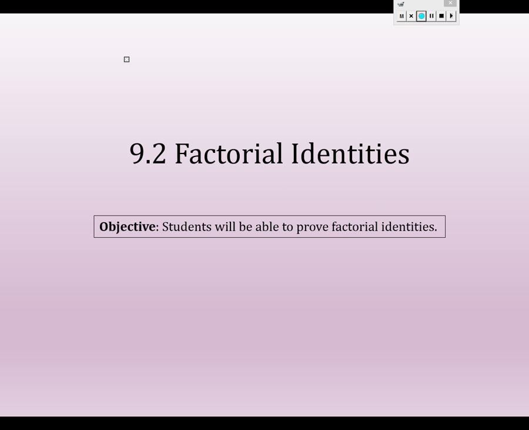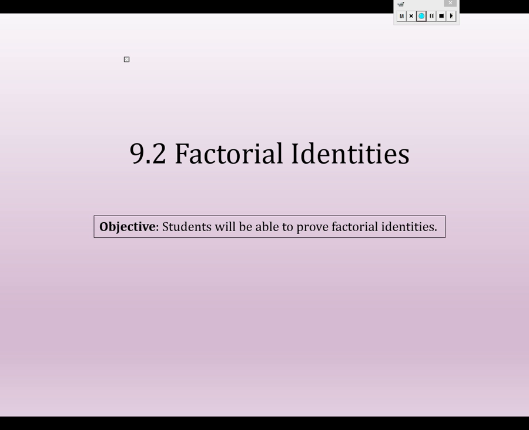Factorial identities is the topic of the day, and this is going to be good practice. Really, this is a good vehicle for you to prove things, and also a good vehicle to bring you more algebraic power in your life. I hope this helps you feel more comfortable simplifying fractions and doing algebra, and working with factorials in an algebraic setting, which you haven't done very much yet.